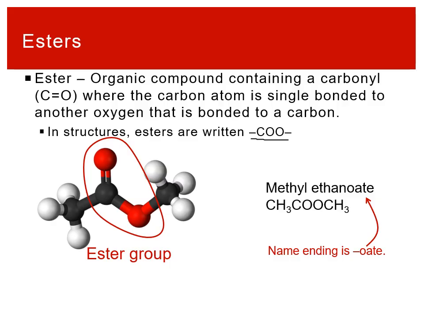COO. A lot of times when we see that, we would think it's just a bunch of things bonded together, like a single bond, O, something like that. But we do really want to be careful. That is going to be an ester. The ending for names is "oate". So "oate", if you see that at the end of a name, that is a sign that it is an ester that you are dealing with.